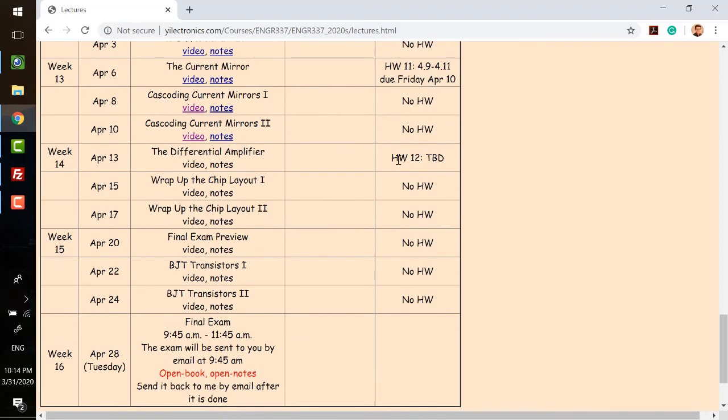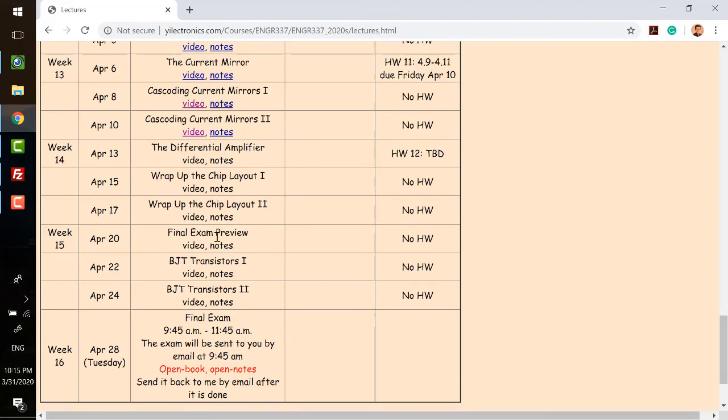There will be another homework 12 after this lecture. And no homework for the rest of the semester. No more homeworks. So you just focus on the chip layout. Just gain the most from the chip layout. Don't worry about anything else.